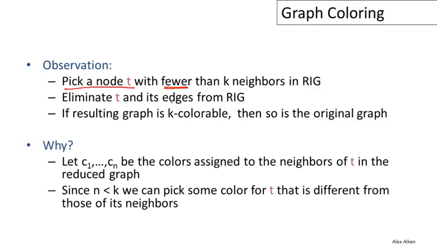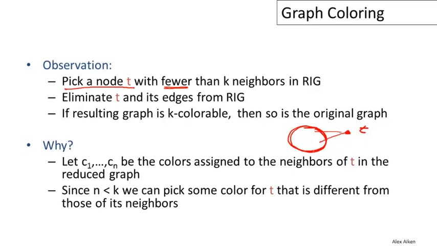And why is that? Well, let's draw a picture here. Let's say we have a node that has fewer than k neighbors, and just for the sake of argument, let's say it has 2 neighbors, and here's the rest of the graph. So this big circle is the rest of the graph. Here's the node t that we're going to delete, and it just has 2 neighbors. Okay, so now we're going to conceptually delete t from the graph, and then we're going to color the subgraph.